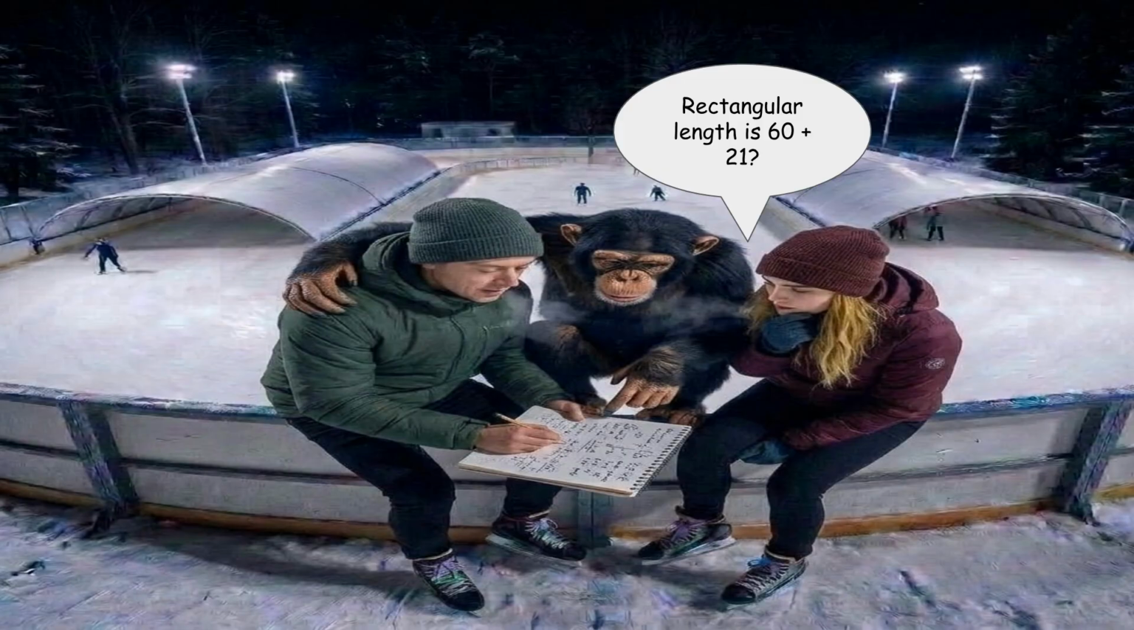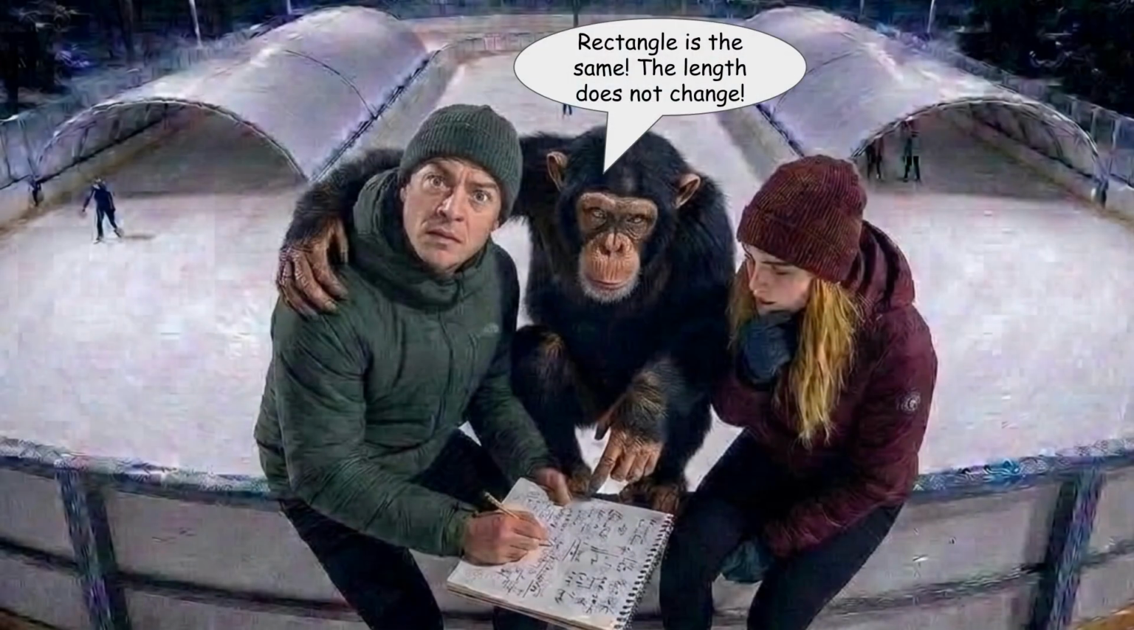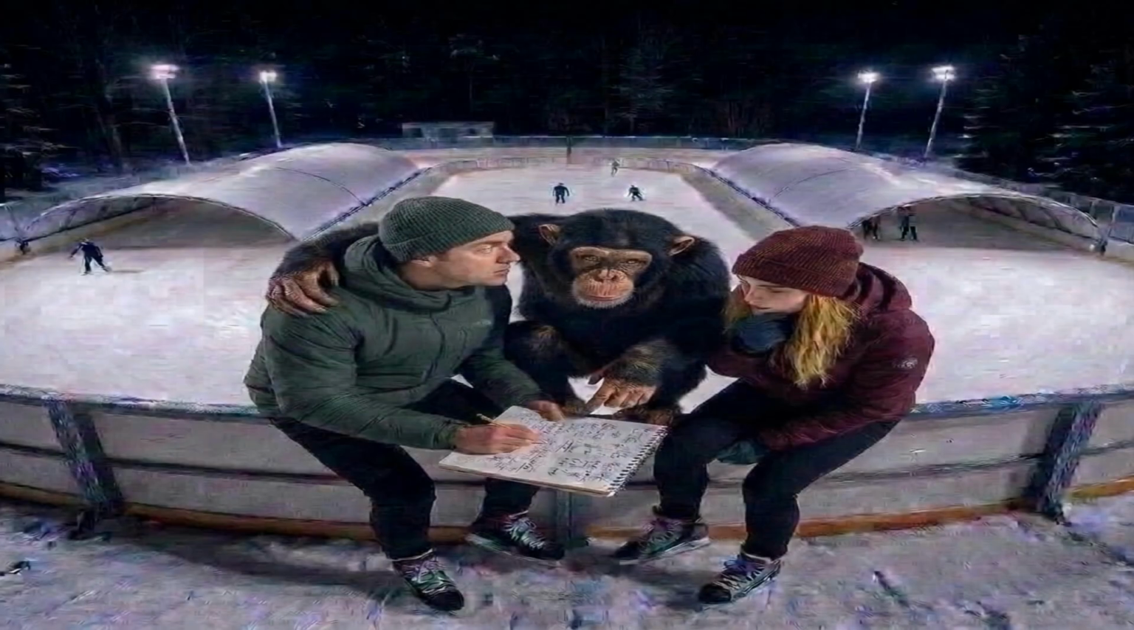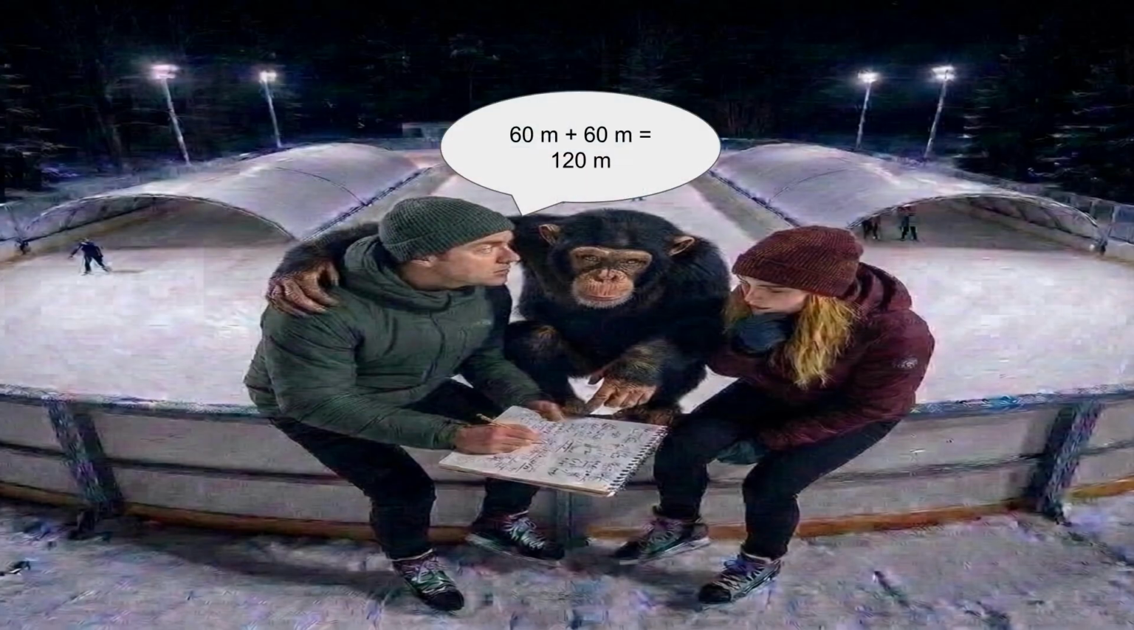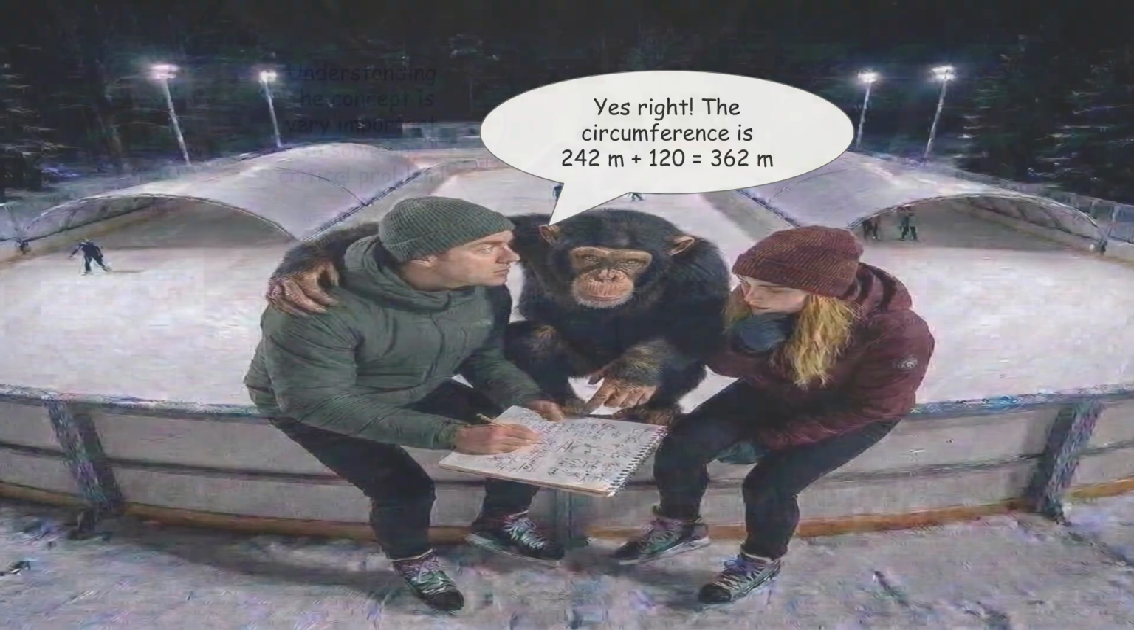Rectangular length is 60 plus 21. Do you think it is right? Let us pause and think. The rectangle is the same. The length does not change. The rectangular straight length is 60 meters on both sides, making 120 meters. Exactly. Yes, right. The circumference is 242 meters plus 120 meters, totaling 362 meters.